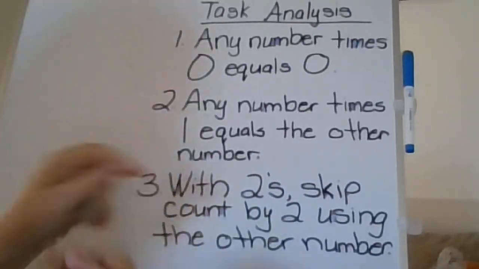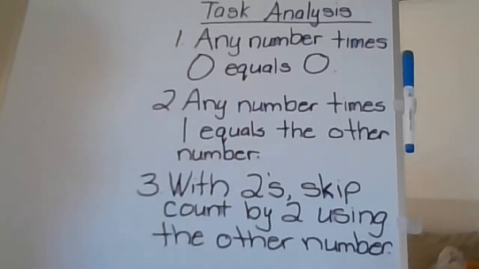Now we're going to move on to 2s. When we're working with 2s, we're really just skip counting by 2, and we're doing it the number of times that the other number is. It's a little hard to say, but let me show you.